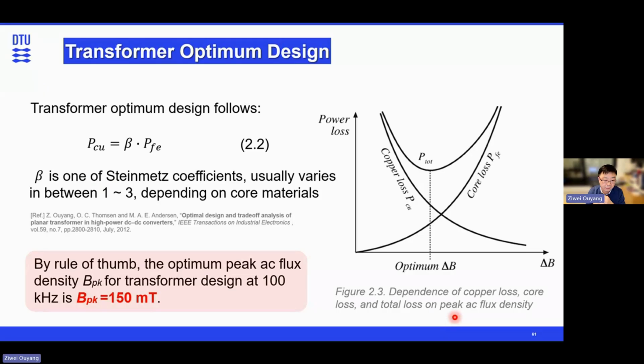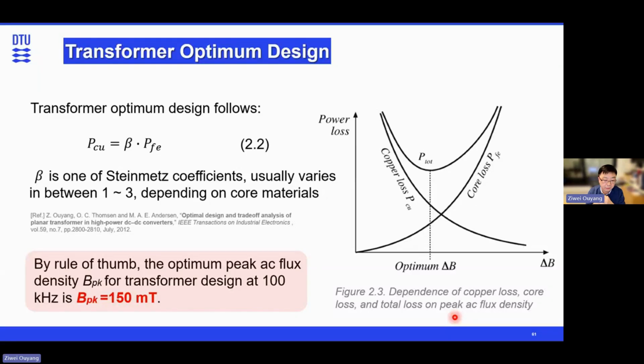So where is our optimal? If we choose this core, where is our optimal design? The optimal design for the transformer is based on equation 2.2. Equation 2.2 says that for the optimal design, the winding loss is typically beta times the core loss. And the beta is one of the Steinmetz coefficients.